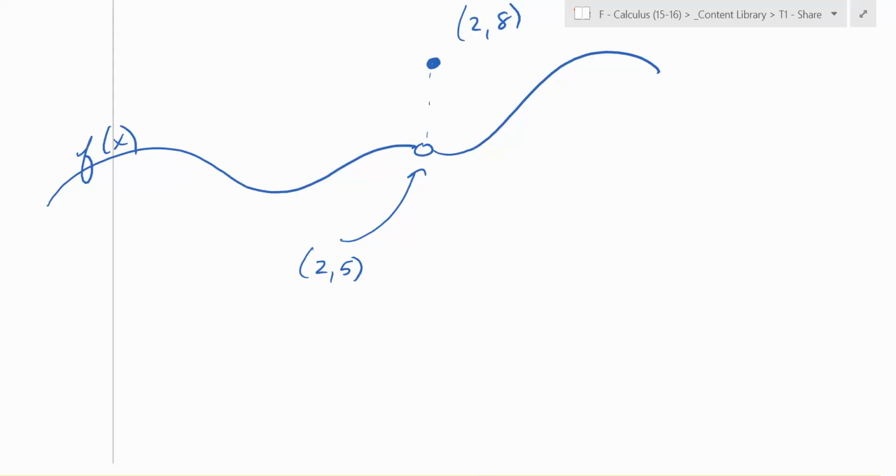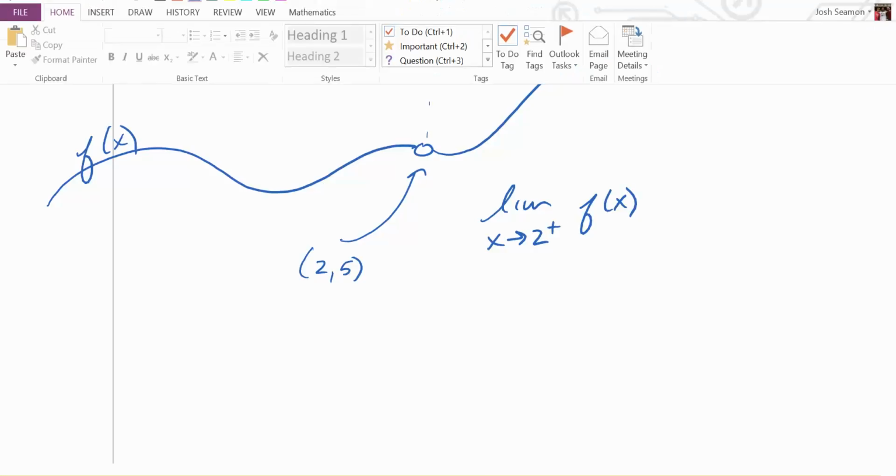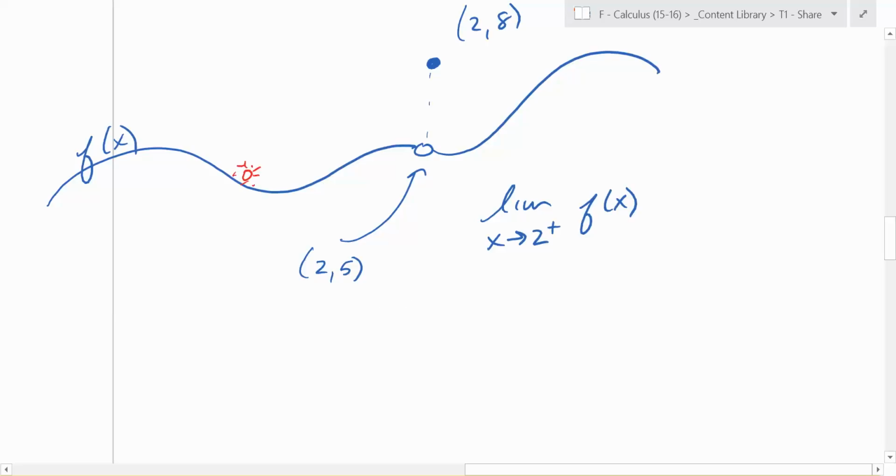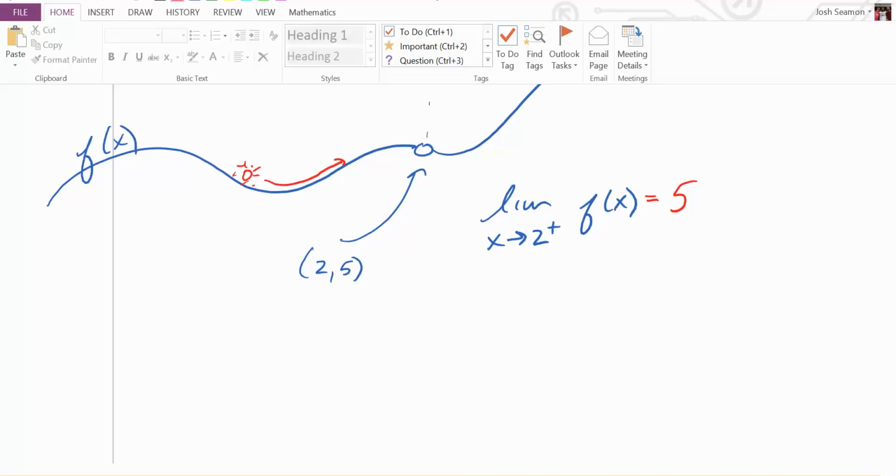Answer a few questions for me. The limit as x goes to 2 from the right of f of x. If you're a bug traveling along this function right here, there's your bug. As x gets closer and closer to 2, what does y get closer and closer to? What's it getting closer and closer to for height? As it gets close to 2, it doesn't get to 2. As it gets close to 2, the height is what? 5.